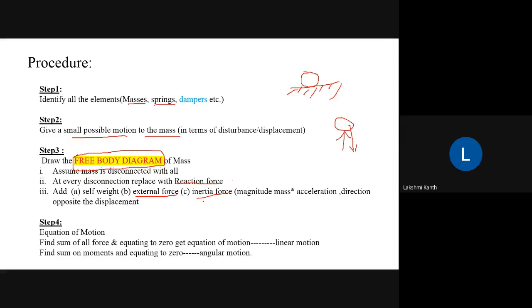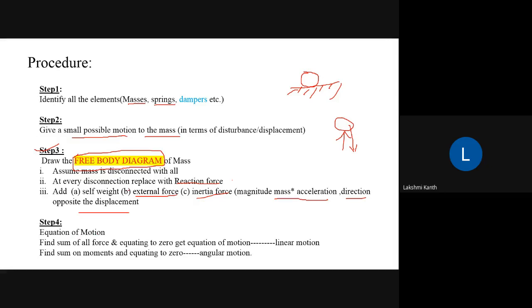And how do we calculate this inertia force? The magnitude of the inertia force is obtained from the mass times the acceleration, and its direction is opposite to the displacement. This is the point. The inertia force magnitude is mass times acceleration, and the direction is opposite to the displacement. So in this procedure, step three is very vital: drawing the free body diagram, and with the help of the free body diagram, framing the equation of motion. That will be step four.